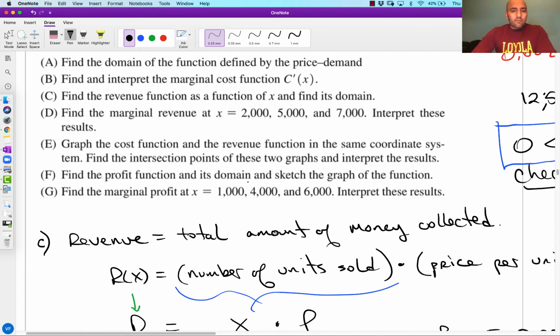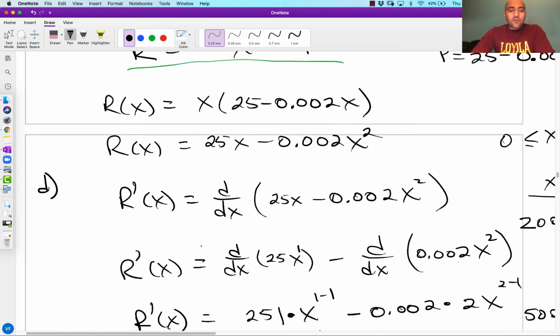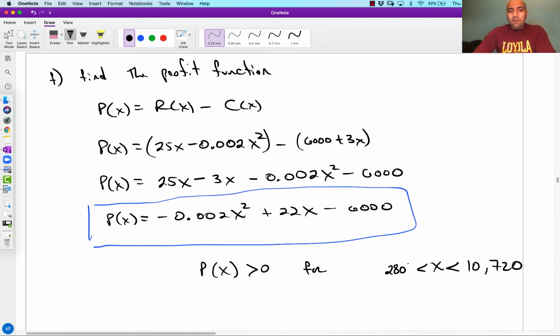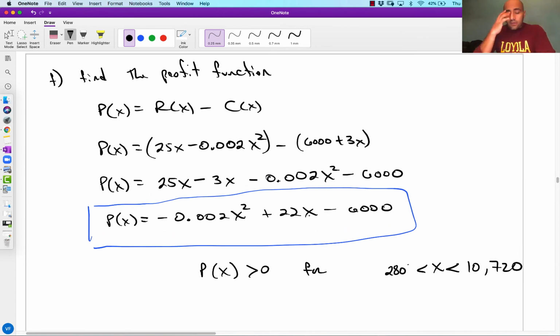Okay. So the domain is, the profit is allowed to go negative. It makes sense in the real world that you would go into the negatives. So this is not the domain. I'm just indicating when this thing is going to stay positive. But the domain is still related back to the x. So the domain of the profit function is still when x is greater than 0, but x is less than 12,500. That was what we had before. That was the domain of the cost function and the revenue function. So that is the domain of the profit function.